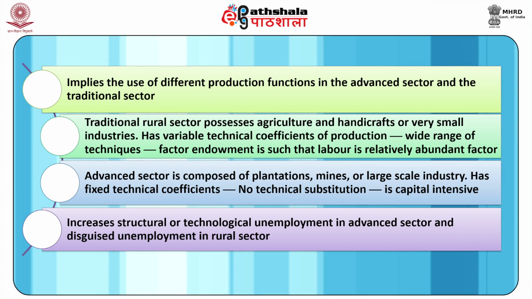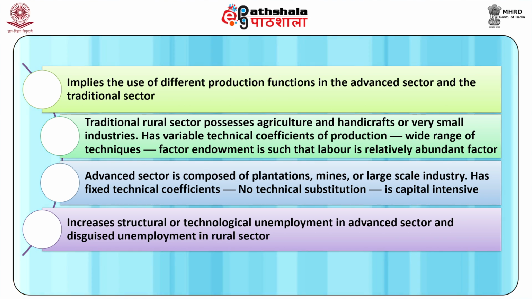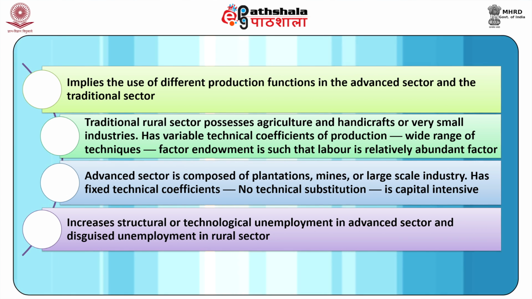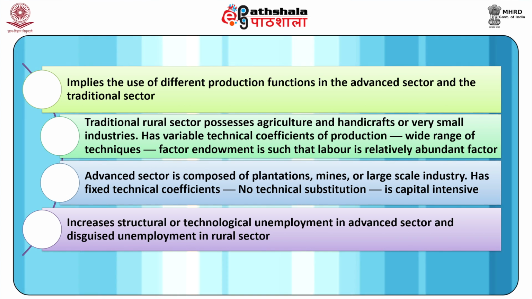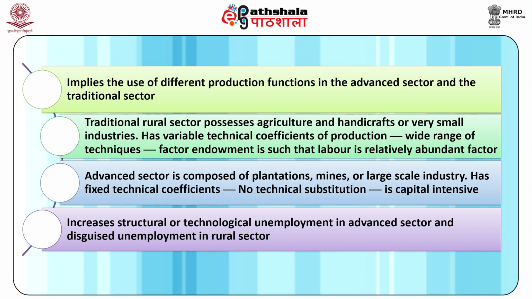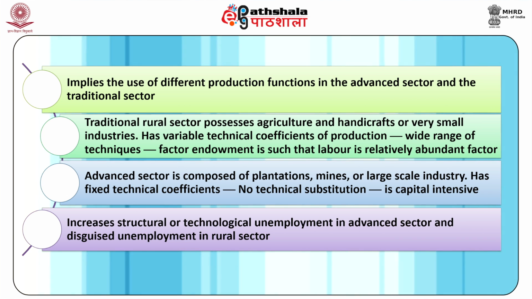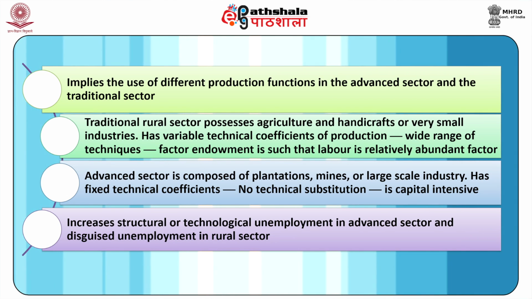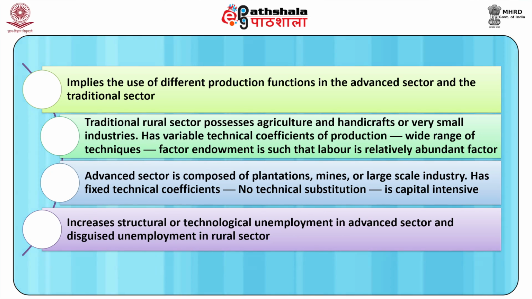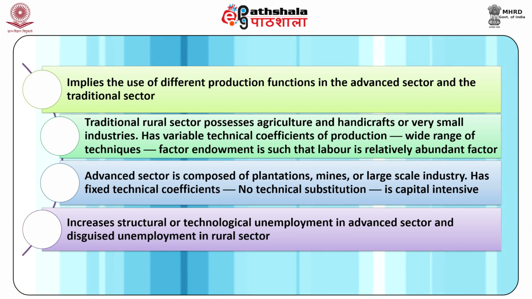The advanced sector is the imported sector and the traditional sector is the indigenous sector. The traditional rural sector possesses agriculture and handicrafts or very small industries. It has variable technical coefficients of production, that is, a huge amount of labor can be mixed with any amount of capital, and so they have a wide range of techniques to produce agriculture and handicrafts. But primarily the factor endowment is such that labor is relatively the abundant factor.